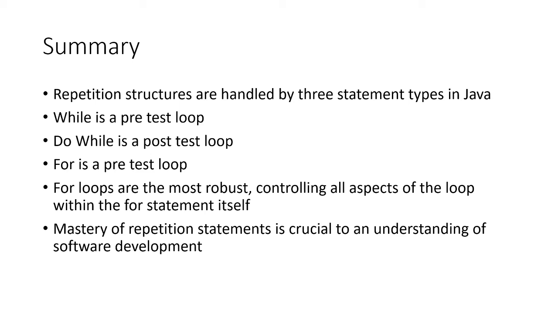Now, as a summary for repetition, repetition structures allow us to control our code and keep from having to duplicate code. We do repetition in Java with three statement types: our while loop, our do while, and a for loop. For loops are the most robust, controlling all aspects of the loop within the for statement itself. And again, it's critical to master these different looping structures.